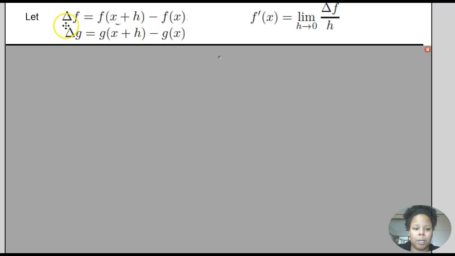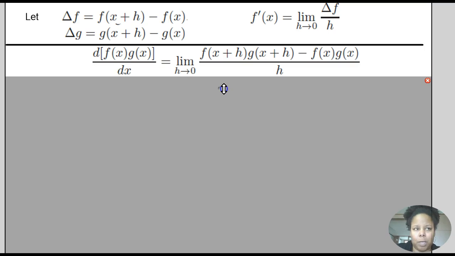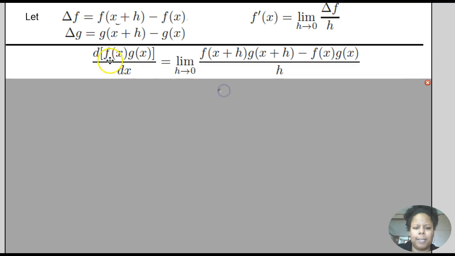Okay, so it's the same definition. We've just included a new way of noting the numerator difference, which we're going to call delta f and delta g based off the functions. So let's assume that we have two functions f and g that are differentiable, and we want to look at the product of the functions to see if it is differentiable. If I take the derivative of the product of those two functions, by the definition of the limit, it's the limit as h approaches 0 of the product of the two functions evaluated at x plus h, subtracting the product evaluated at x, divided by h.